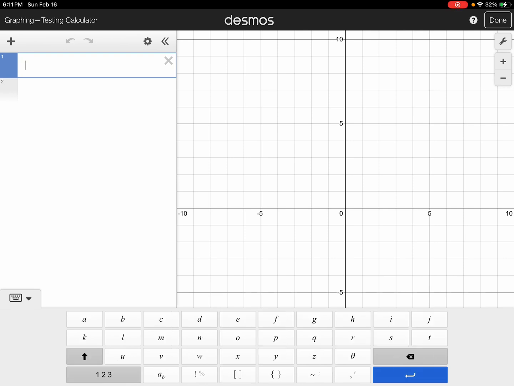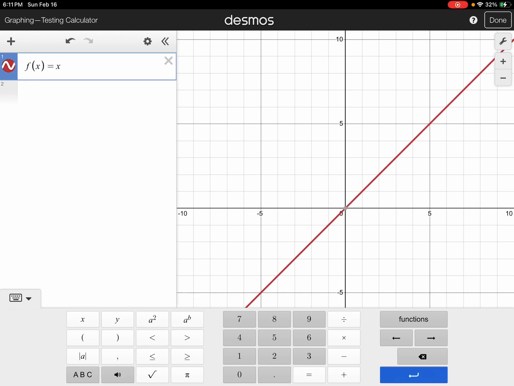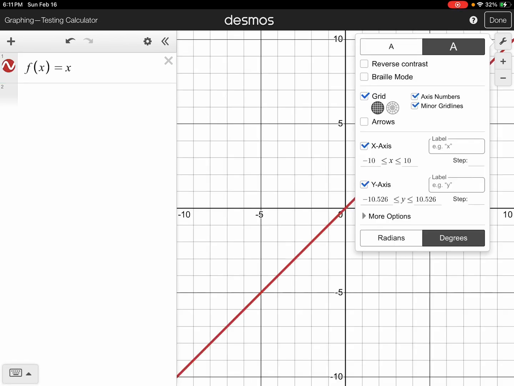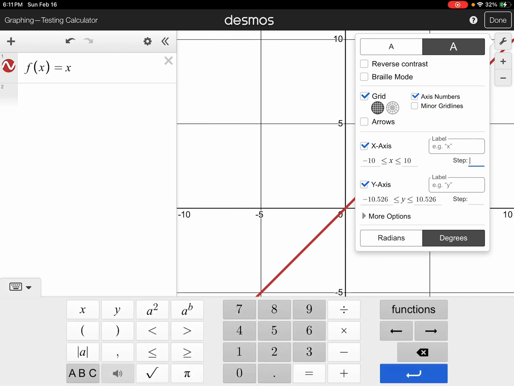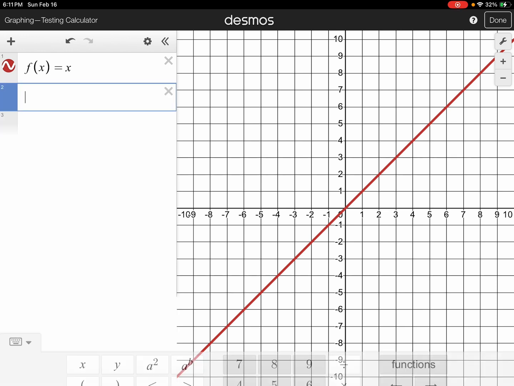Okay, so I'm going to come to Desmos and type in f of x equals x, because that was the parent function they wanted me to look at. When you look at Desmos, the parent equation is a red graph. It has a y-intercept at 0, and I'm going to make this look a little bit nicer.